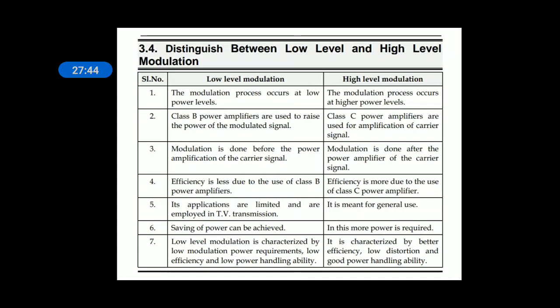Here modulation is done before, power amplification is done later. So low level is generally used for television transmission, high level is generally used for general purpose. Efficiency is more in case of high level because we use class C. In low level, efficiency is less because we use class B.